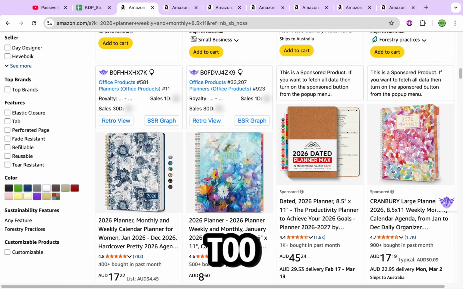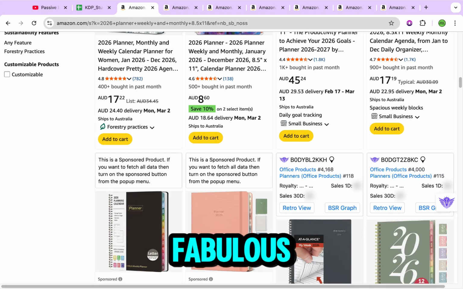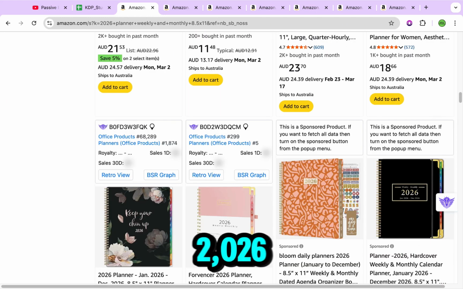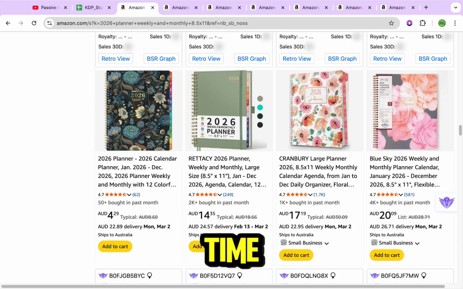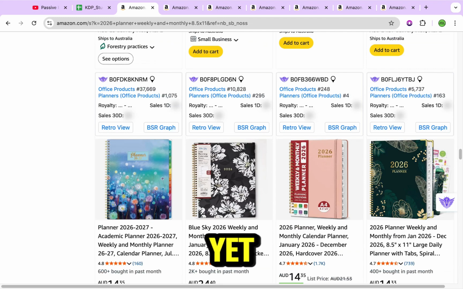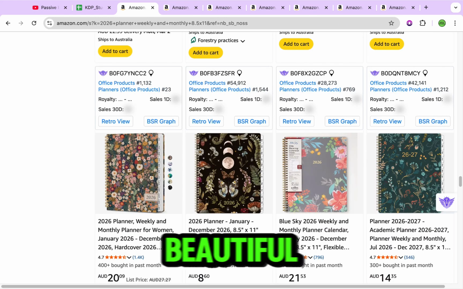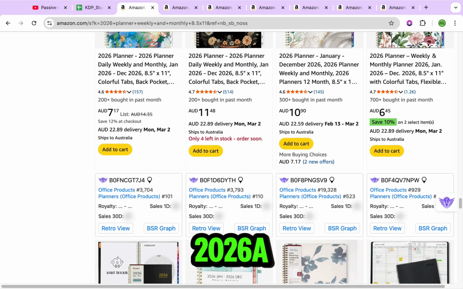And it is never too late right now with this opportunity using this keyword to create a fabulous large 8.5 times 11-inch planner for 2026 that is weekly and monthly. Now is the time to do it if you haven't yet done so. So let's get started also having a look at a couple of beautiful designs here for the 2026 planner.